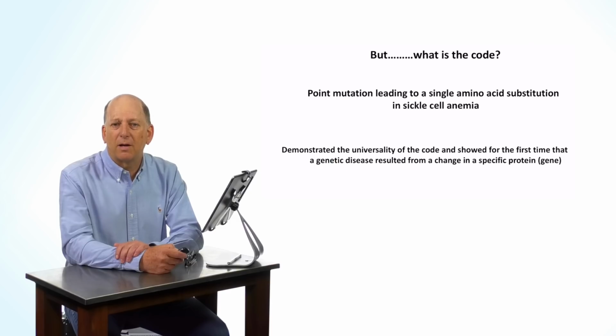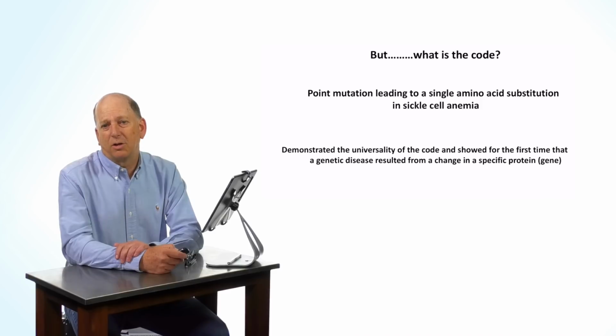Then, in studies in humans, it was shown that a single amino acid substitution could result in sickle cell anemia. This finding was important for two reasons. First, it showed that the code, which was identified in bacteria and viruses, appeared to be the same in humans, suggesting the near universality of the code, which we now know to be true. This means the code was evolutionarily early. Second, it showed that a genetic disease could result from a single amino acid substitution.